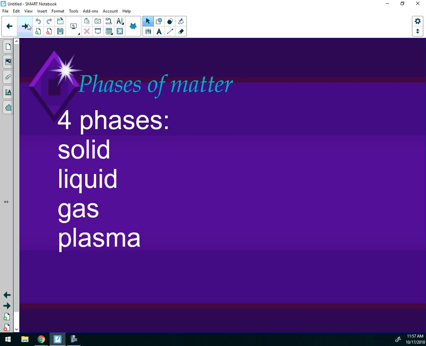Now, what are the four phases of matter? We have four phases of matter that we have to know: solid, liquid, gas, and plasma. Now most of us are fairly familiar with solids, liquids, and gases, right? Plasma is the one that we struggle a little bit with. And we're going to talk just a second about what plasma is. Plasma is actually very abundant in the universe, but we find it in things like the sun and stars, so it's not as common in our everyday life as solid, liquid, and gas.